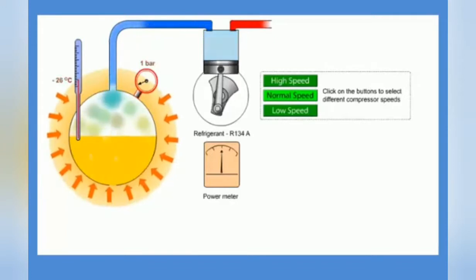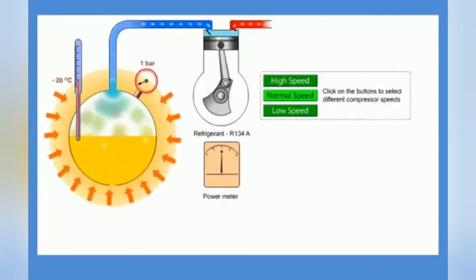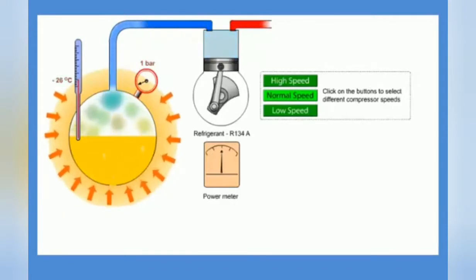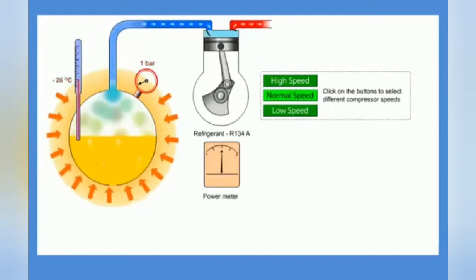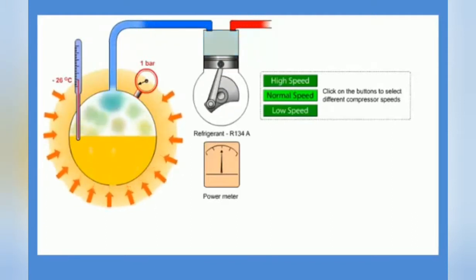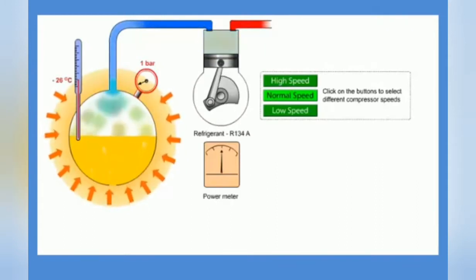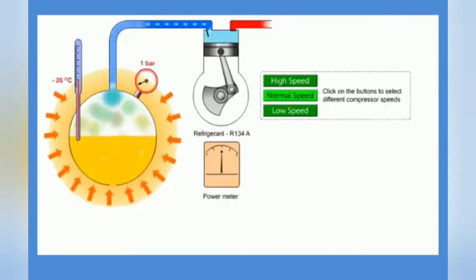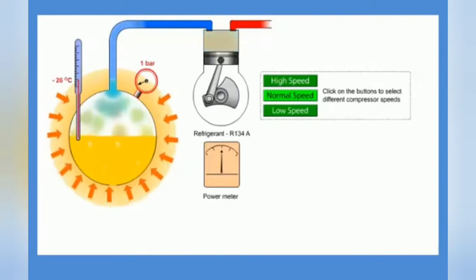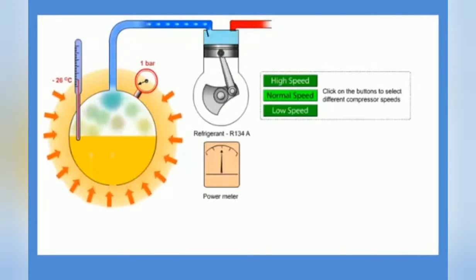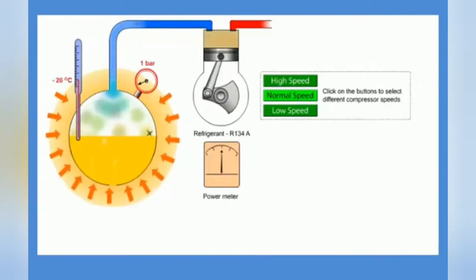In the compressor, the refrigerant vapor is compressed to a pressure much higher than the pressure in the flask. The molecules are pressed closer together. The pressure on the outlet of the compressor could be as high as 8 times the pressure on the inlet. In this example, it is 7 bars.